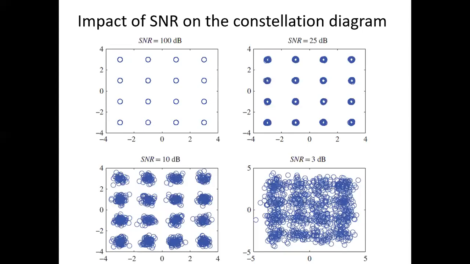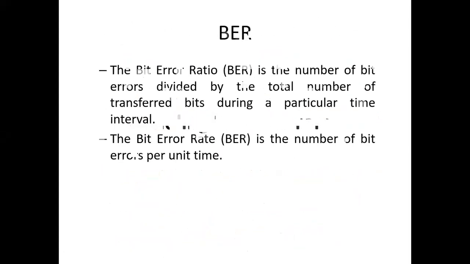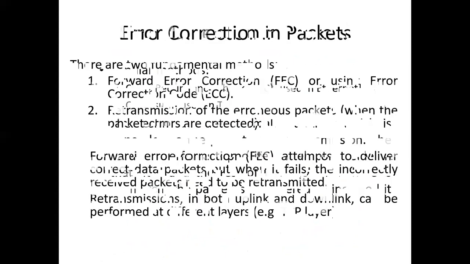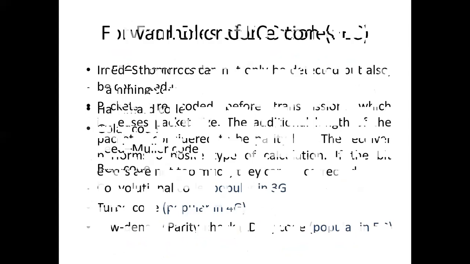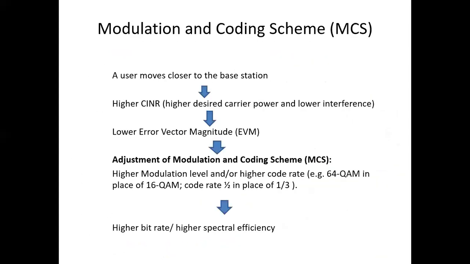So if you have a poorer radio link, your EVM, or error vector magnitude, will be higher. So then you should have a lower modulation rate. These two things, modulation and code rate, are adapted together. It's called the modulation coding scheme, MCS.